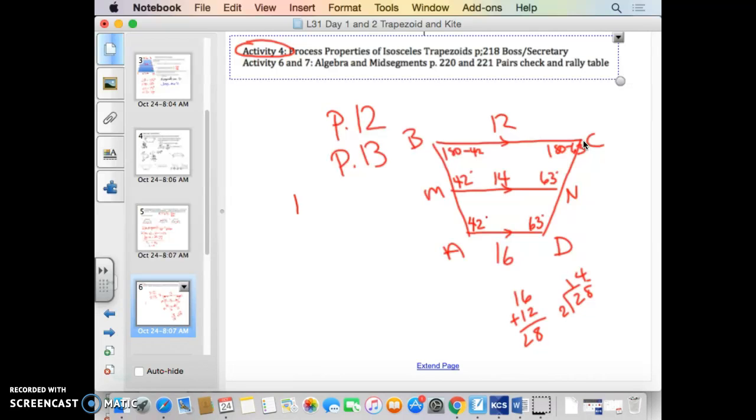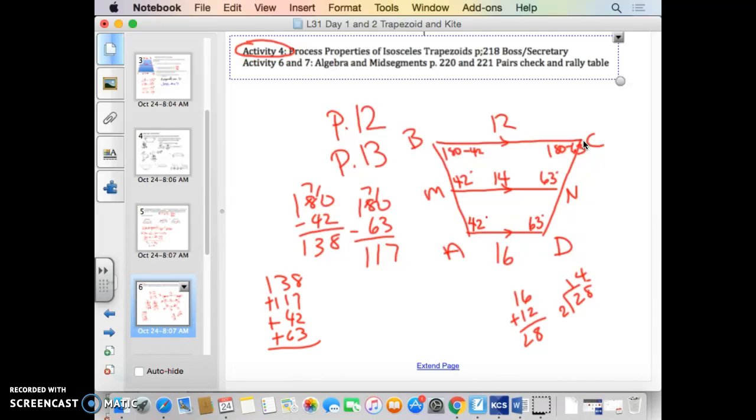So 180 minus 42 is 138, and 180 minus 63 is 117. Okay, so now if you add 138 plus 117 plus 42 plus 63, you should come up with 360.